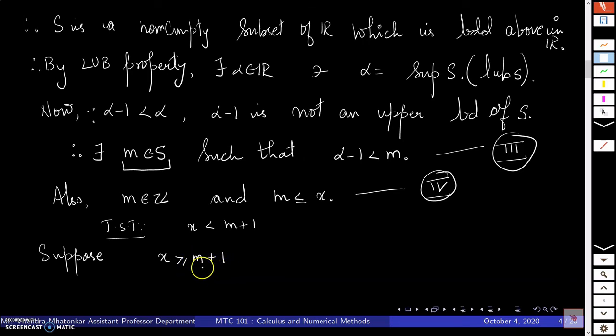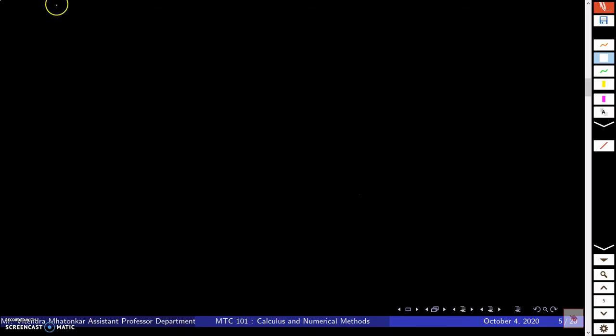This implies, another way of writing this is what? m plus 1 is less than or equal to x. Now, m is an integer, so m plus 1 is also an integer. That means this number m plus 1 is an integer and it is less than or equal to x. That means it satisfies all the conditions to be in the set S. And this tells me that m plus 1 is there in S.